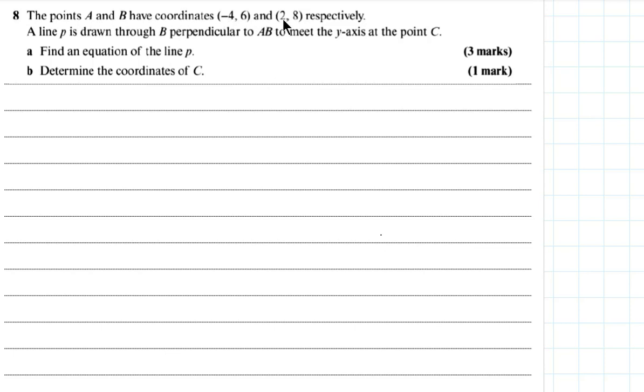Question 8. The points A and B have coordinates (-4, 6) and (2, 8) respectively. Line P is drawn through B perpendicular to the line AB to meet the y-axis at point C. Find an equation of the line P. Very nice question. Now, m for the line AB will be (y2 - y1)/(x2 - x1), which is (8 - 6) = 2, divided by 2 - (-4) = 6, which simplifies to 1/3. Now, to get m for the perpendicular line, it will be -3. Change the sign and flip the fraction upside down.